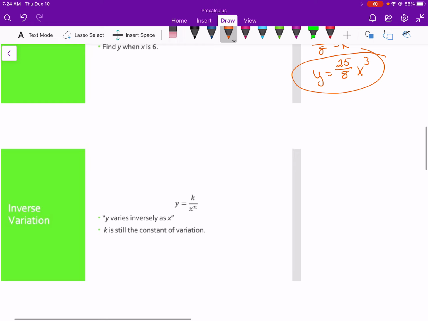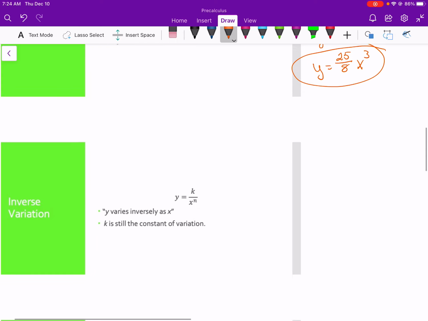The second type of variation is inverse variation. So direct variation was multiplying by x to the n. Inverse variation is dividing. So we say y varies inversely as x, and k is still our constant of variation.